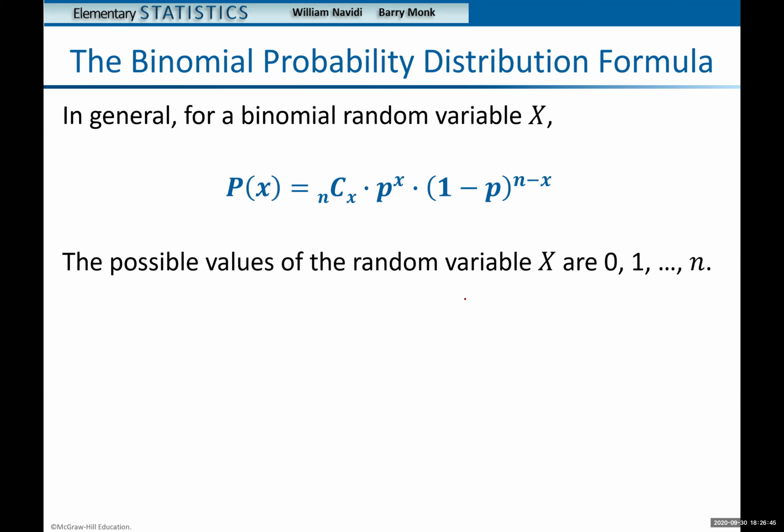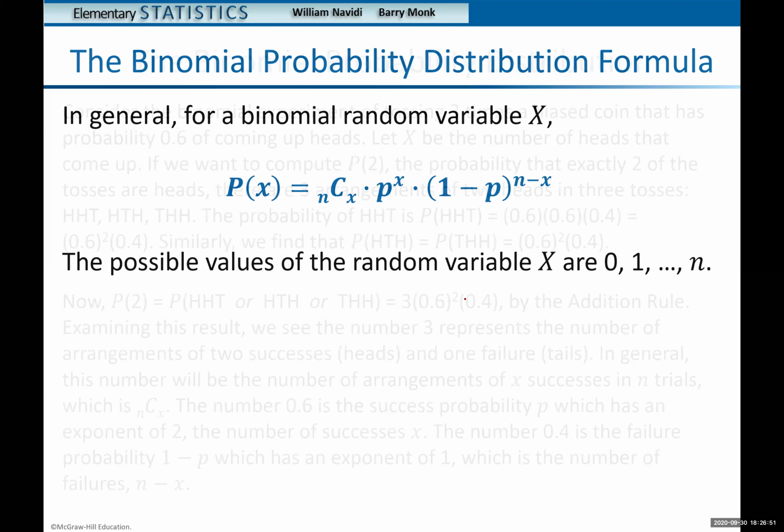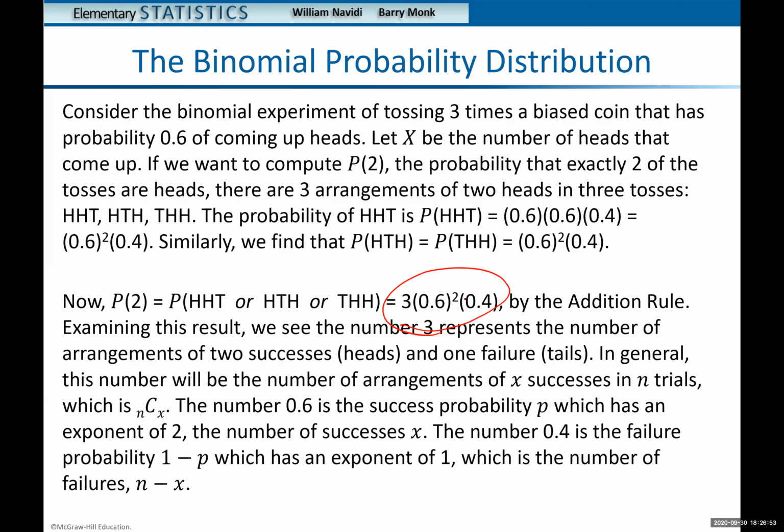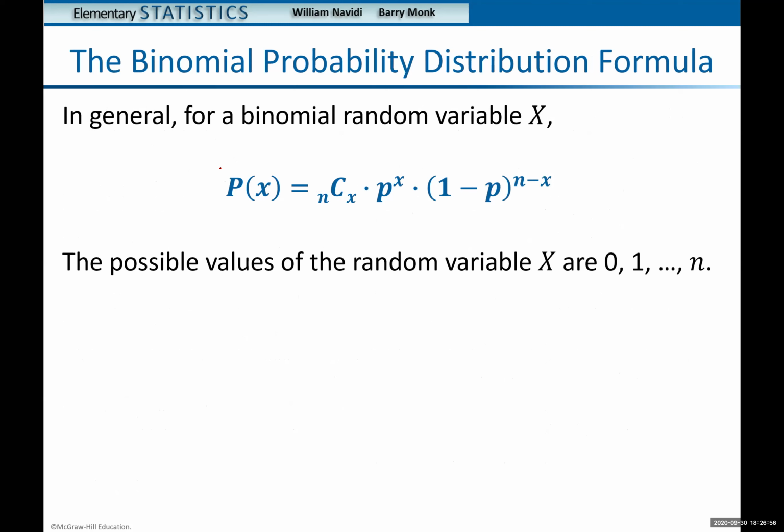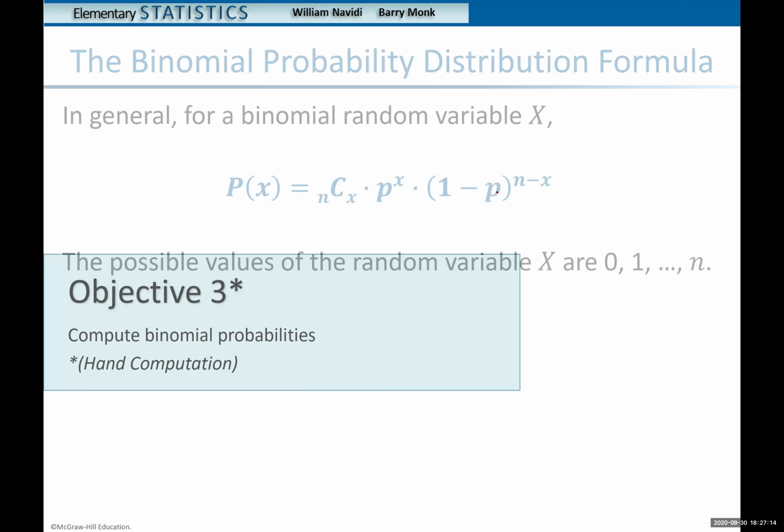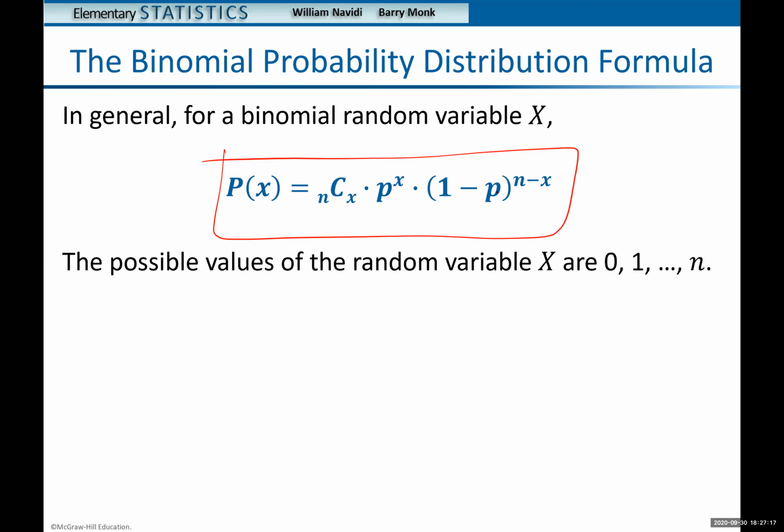And we actually have a formula for that. If you want to get the probability that exactly two of the tosses are heads, this is the formula. Don't worry, I'm not going to ask you to use this formula, because it involves combinations, permutations, and probabilities, and we don't need to do that. Like I mentioned earlier, we're going to use a graphing calculator to solve this.